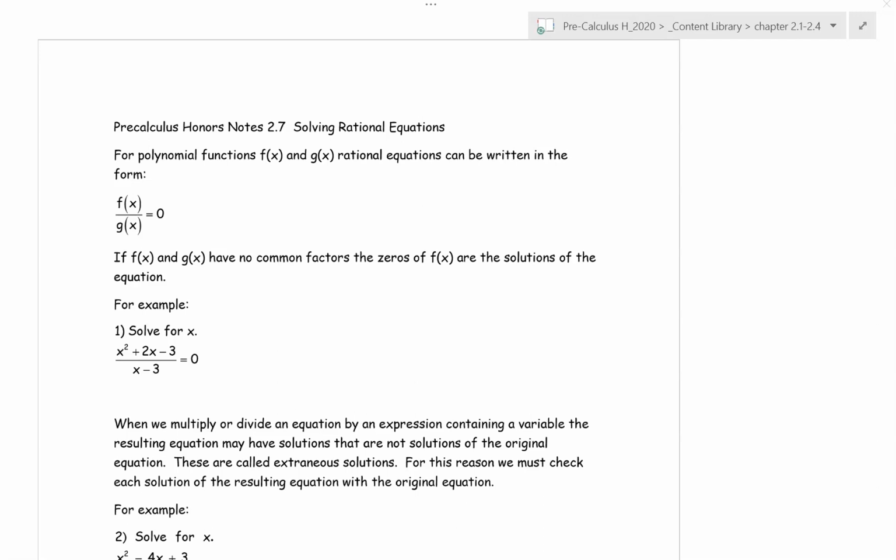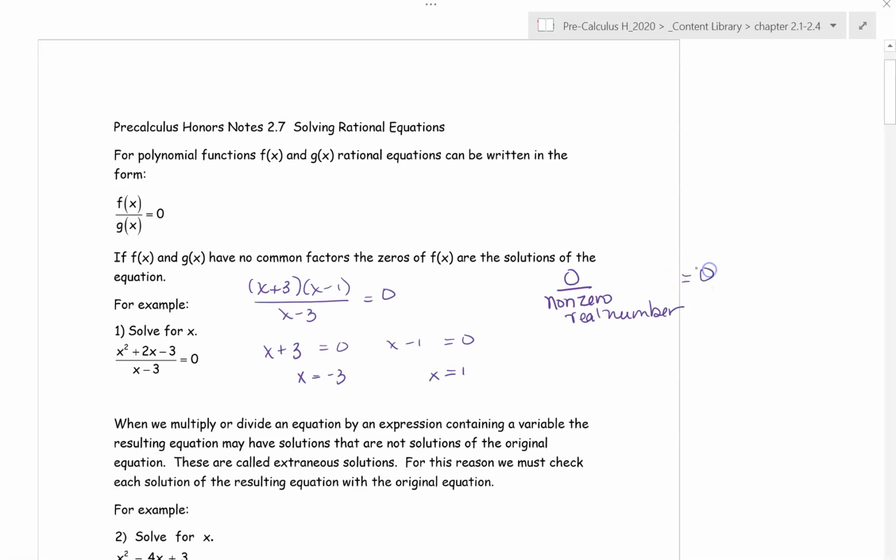We're going to solve this rational equation for x. Please pause the video and factor the numerator and think about what values of x would make this equation true. All right, so we know that 0 divided by a non-zero real number must be equal to 0. So when you factor the numerator, you realize that x plus 3 equals 0 or x minus 1 equals 0. So we have two answers. Now, we really should check the domain of the function. Notice x cannot be equal to 3. So negative 3 and 1 are solutions.